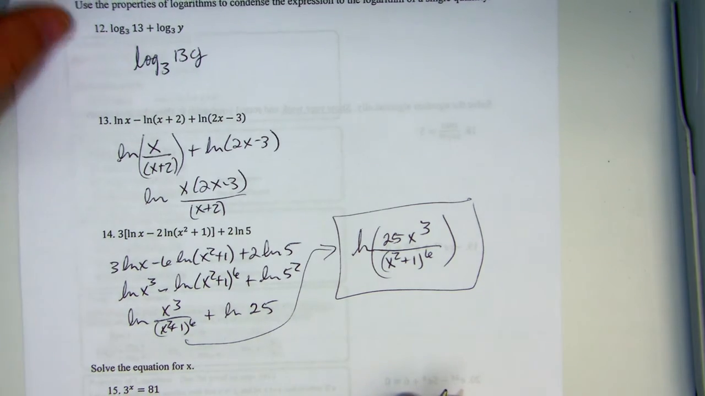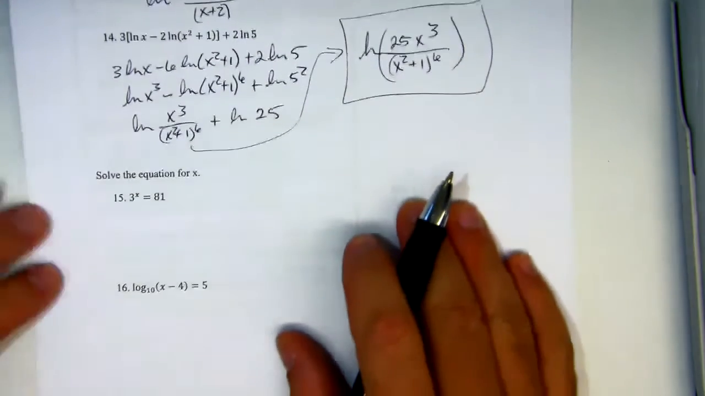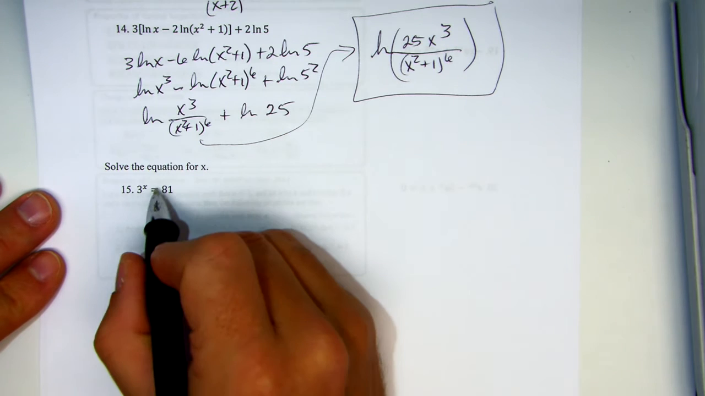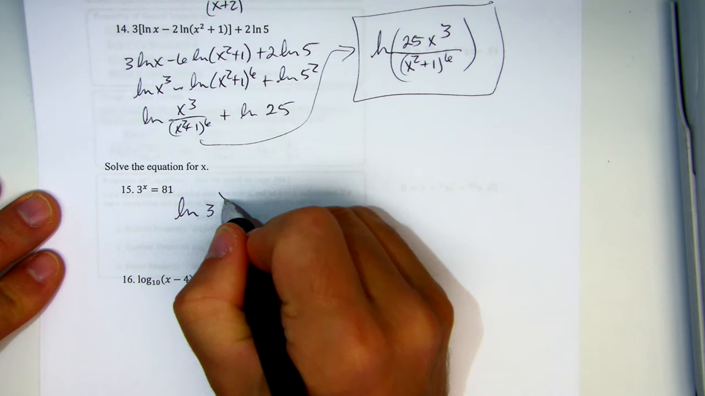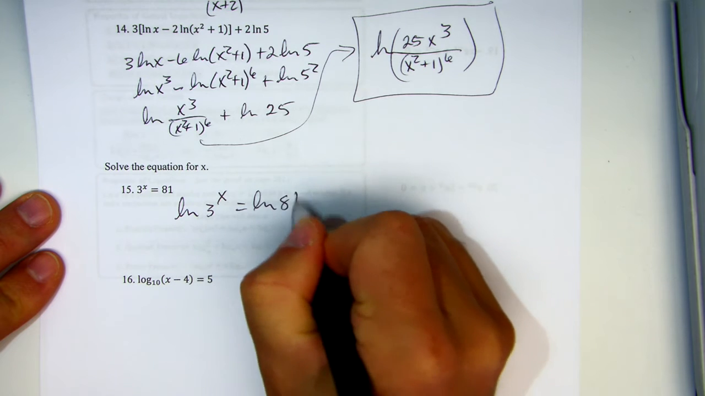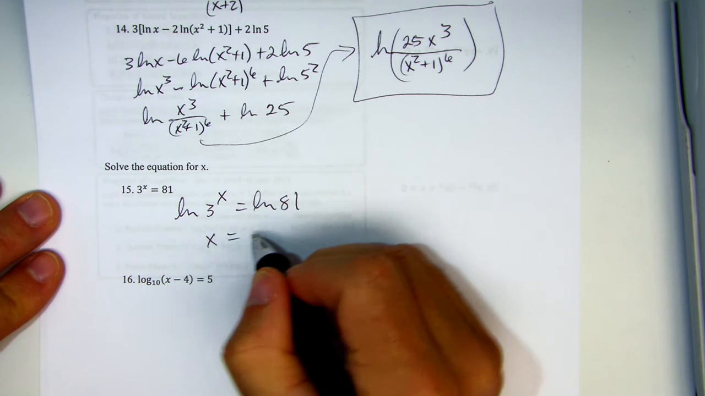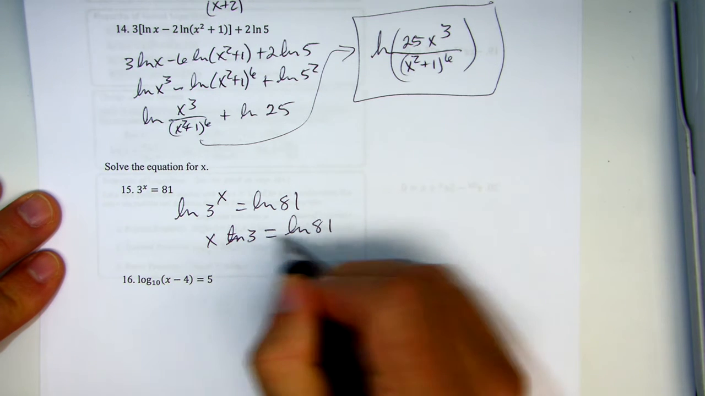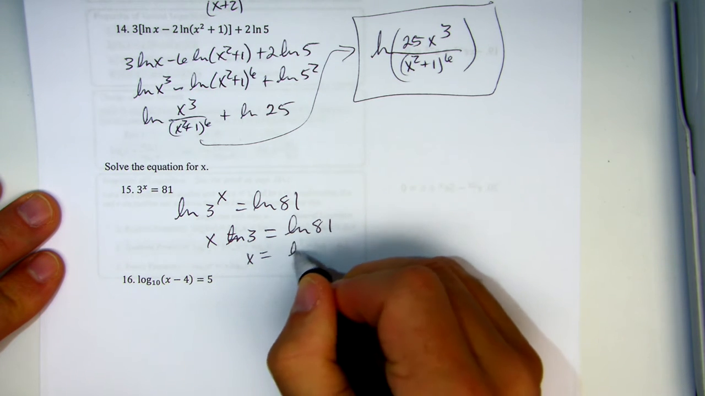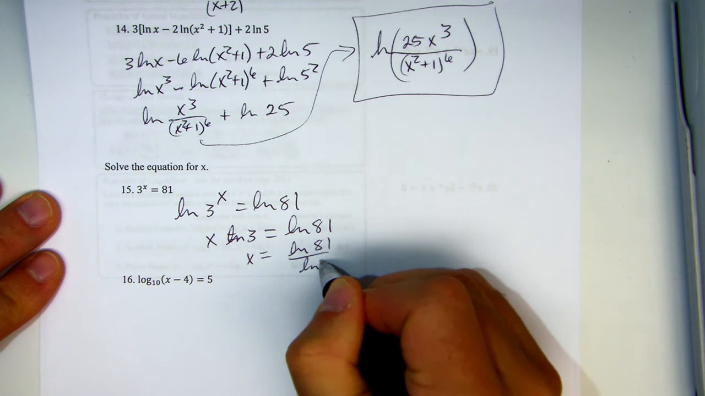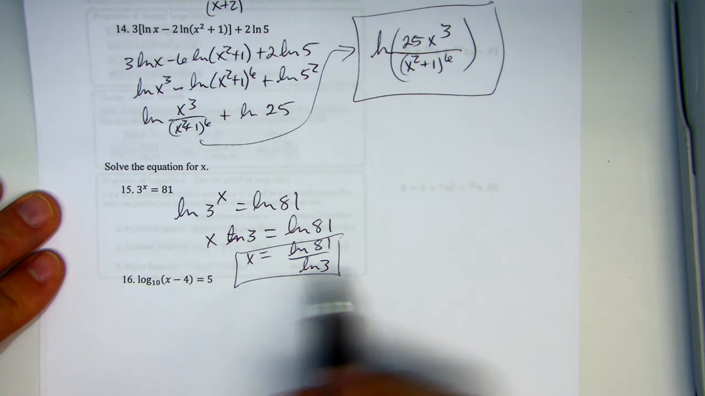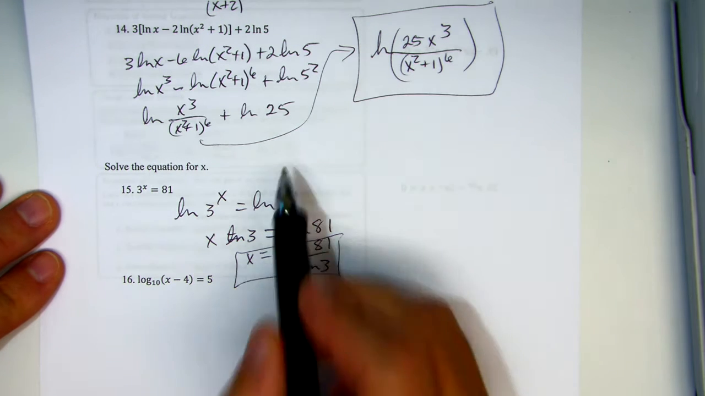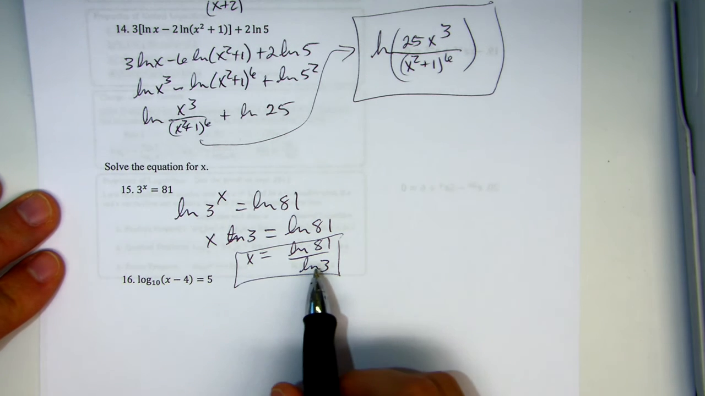Okay. Now the solving. I have x in the exponent, so I just need to take the natural log of both sides. And then bring the x down. Divide by ln 3. And that's my answer. I can round to a decimal if I want, but it doesn't say anything about rounding, so I left it as the exact answer.